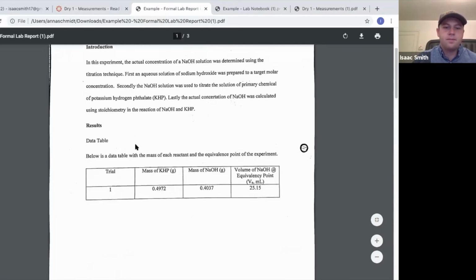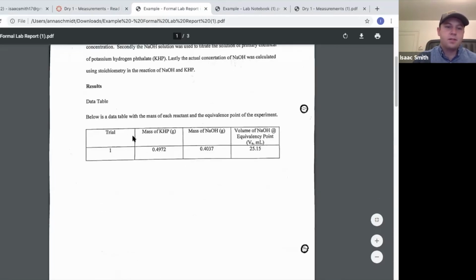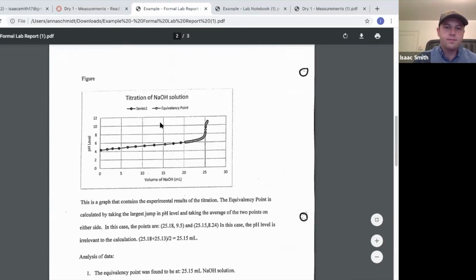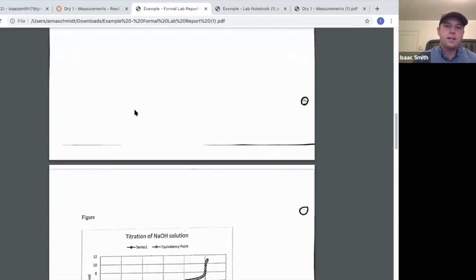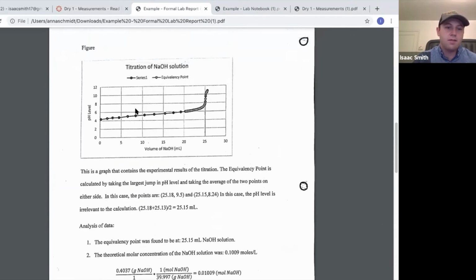And then the results. So any data table, anything you recorded should be in your lab notebook, and any analysis of your data as well. So if you recorded data and then the lab procedure says to graph it or something like that, then you'll want to put a graph on your lab report and explain that.